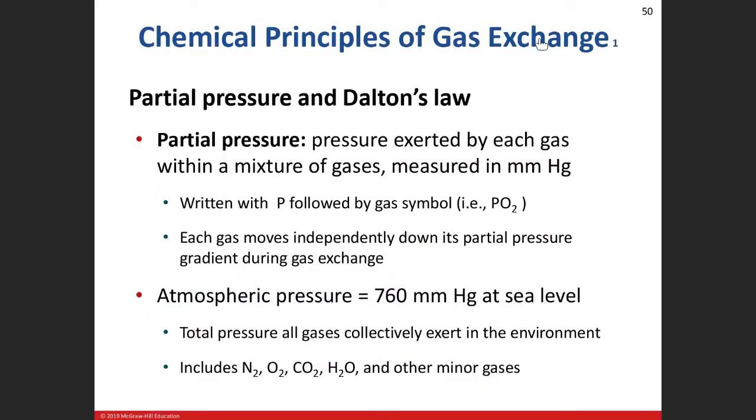Okay, let's get into some of our gas exchange principles here. What's the most abundant gas in the atmosphere? Does anyone know? Anyone know?